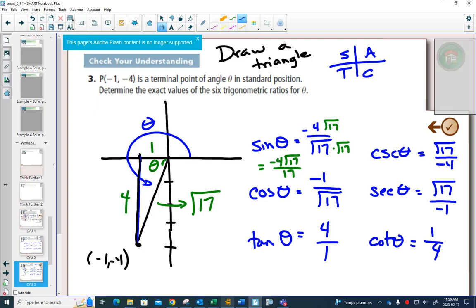So we need to draw a triangle, and if you can draw a triangle with your reference angle, it will tell you the ratio, because you'll be able to use an actual triangle, and then your CAST rule will tell you whether it's positive or negative. All right, circle question number 8.